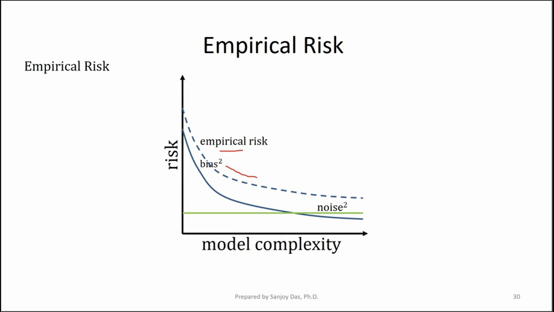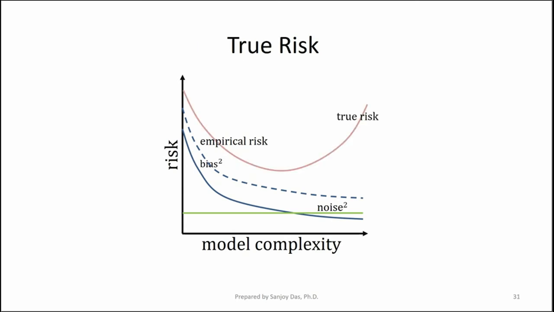And so that's why we have the true risk. So this is the true risk. The true risk is when you deploy the model in real life with real data, with theoretically infinite samples. The risk would be like this curve here.